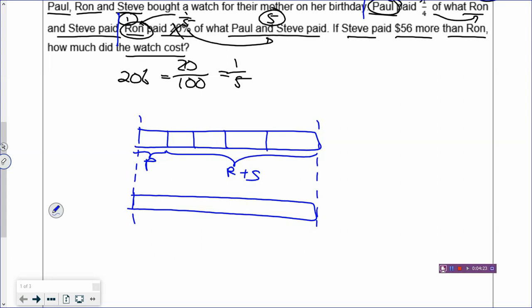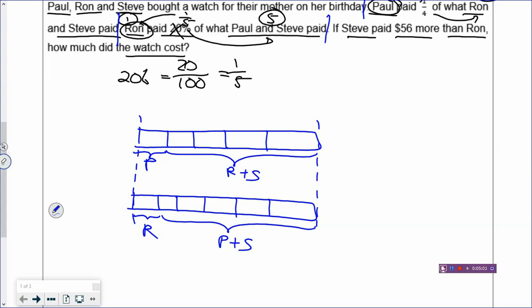Same amount of money. Now you can see that Ron, Paul, and Steve paid a total of 6 boxes. Ron has 1, Paul and Steve have 5. So you cut this rectangle into 1, 2, 3, 4, 5, and 6, and then you start to label. Ron paid 1, and then Paul and Steve paid 5 boxes. And then keep reading. Now, if Steve paid $36 more than Ron, you can't put the $36 more because it may mess up the model, or you can't put it anywhere, then you can skip the sentence.